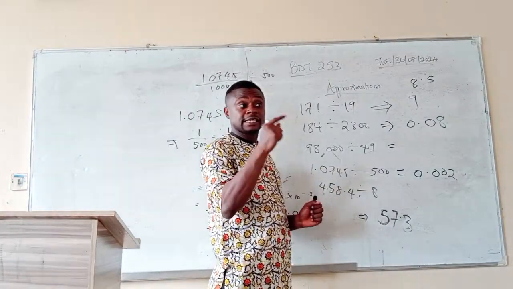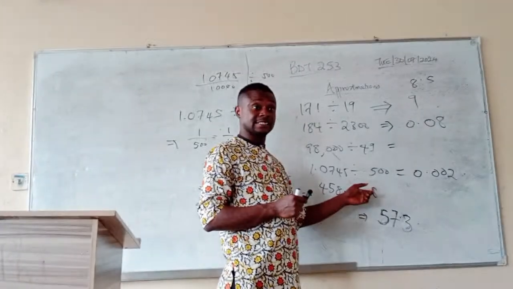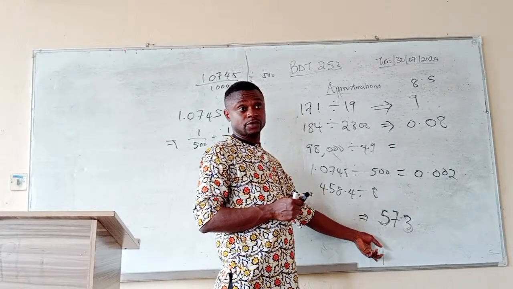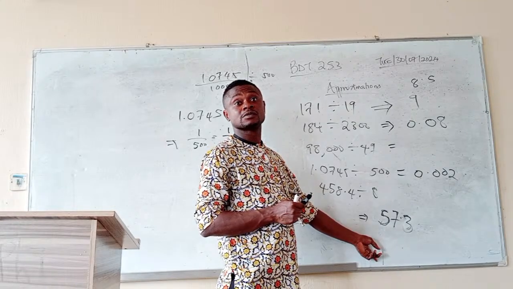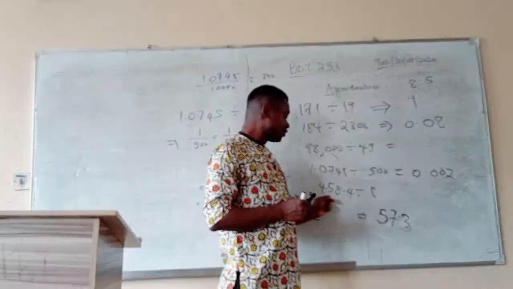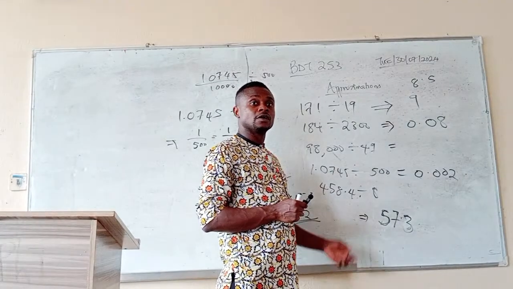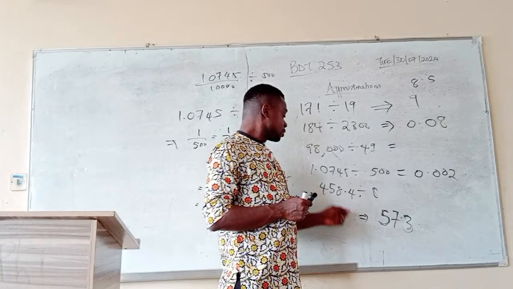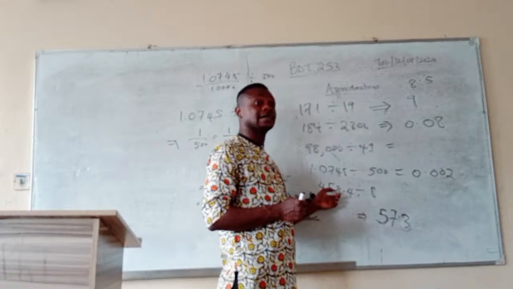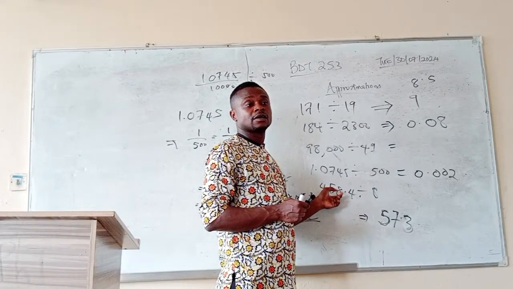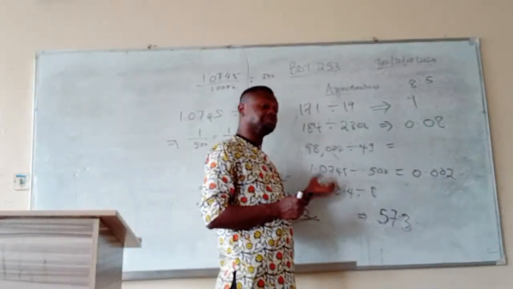If you do 45 divided by 8, you get something. 45 divided by 8 is what? 5.75. I mean, 46 divided by 8 is 5.75. If you put it, I'll mark it.